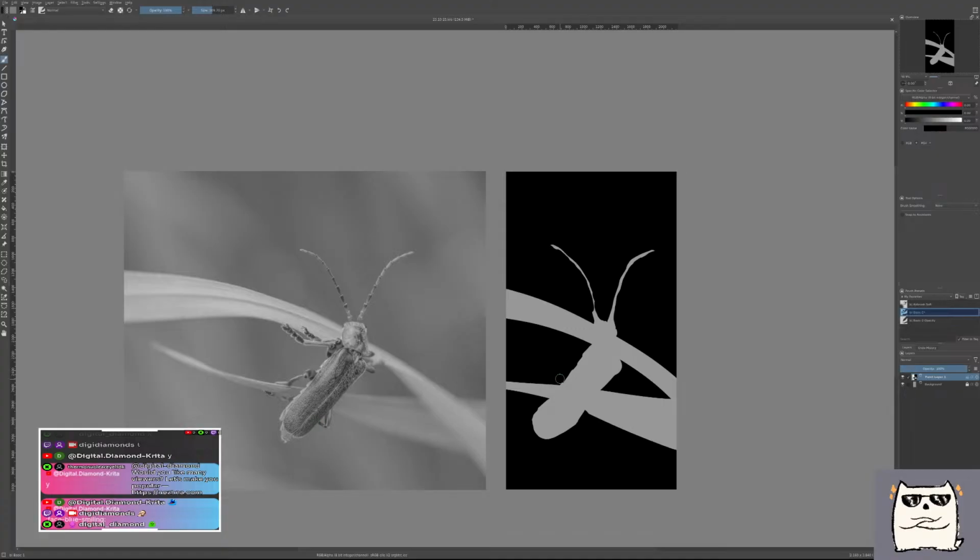So I'm gonna have to do a bunch of small black shapes inside of the sucker.